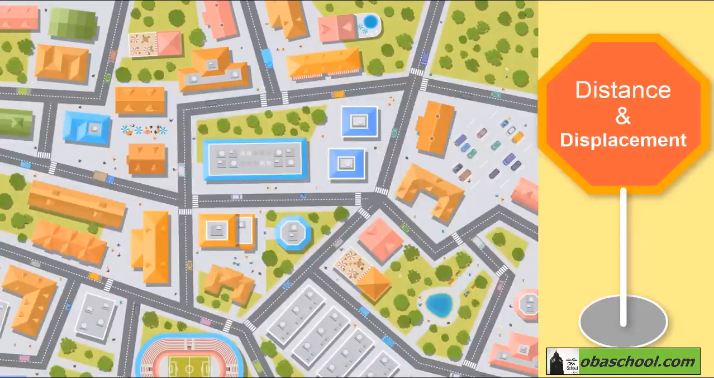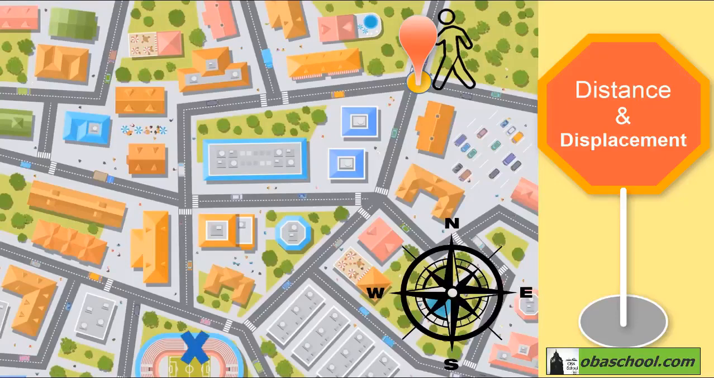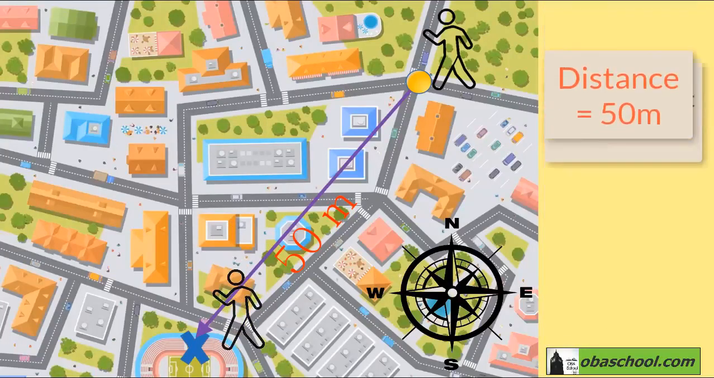Now let's say, for example, I am at this point in town, and I want to head to the stadium, which is about 50 meters to the southwest. If I would have gone straight to the stadium, the distance would be 50 meters, and my displacement would be 50 meters to the southwest.